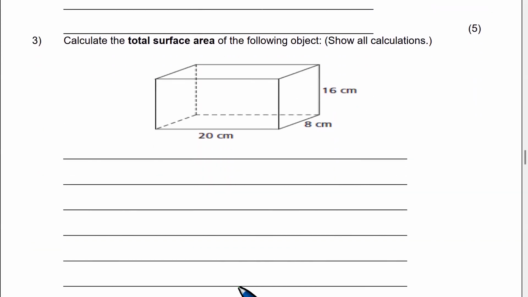Now they've given us this shape. What do you call this shape? A rectangular prism. This one is called a rectangular prism. Right, so if you look carefully there, if you calculate the total surface area of the following object, what is the total surface area of the object in your view?